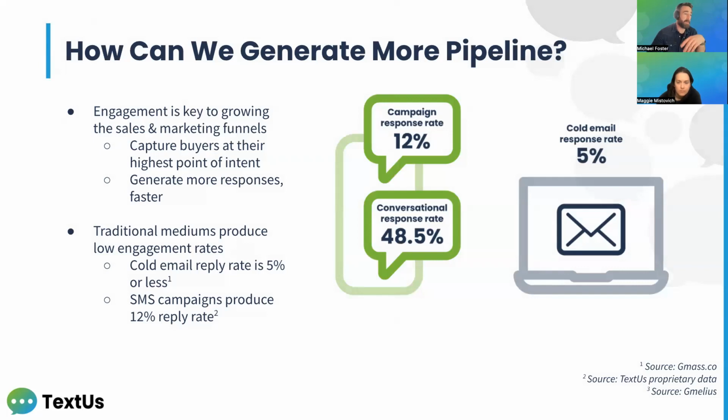So in terms of generating more pipeline, we really think it comes down to engagement. I think engagement is key in 2024, especially when you compare SMS response rates, open rates, and reply rates to email. What we see here are two percentages on the left-hand side. 48.5% is the response rate for conversational one-to-one messages, and then your larger campaign sends through SMS sit around 12%. This is from our data of the past year, by the way.